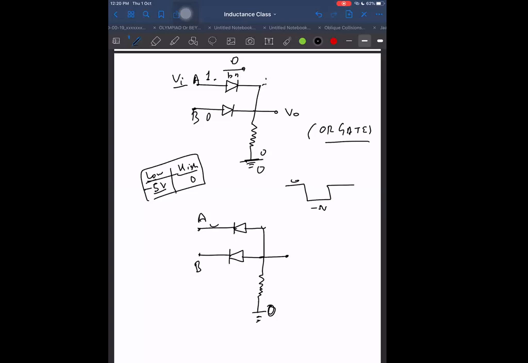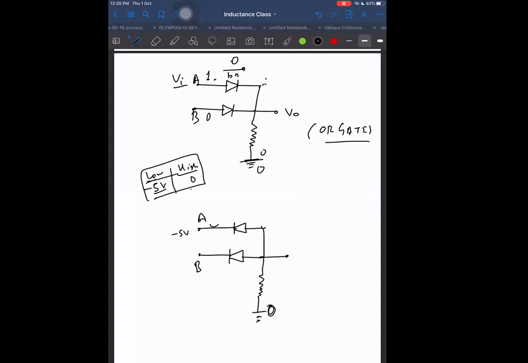But in that case, 0 volt will be represented as 1 and minus 5 volt will be represented as 0. We can do that also. So if I give this kind of logic, then what kind of gate will it be forming now? Let us say the voltage given is minus 5 volt here. How many voltages are we giving? Only minus 5 or 0. Only 2 voltages we can give.